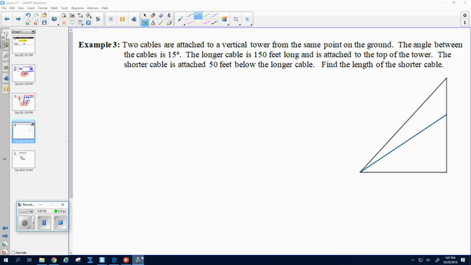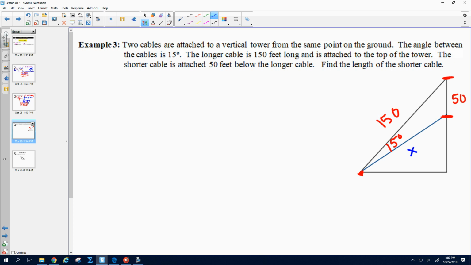Okay. Last one. 2 cables are attached to a vertical tower. From the same point on the ground, the angle in between the cables, so these are my 2 cables, the angle in between is 15 degrees. So I'm going to label that 15. The longer cable is 150 feet long and is attached to the top of the tower. The shorter cable is attached 50 feet below the longer cable. So that's a 50 right there. Find the length of the shorter cable. So I'm going to label the shorter cable right here X.